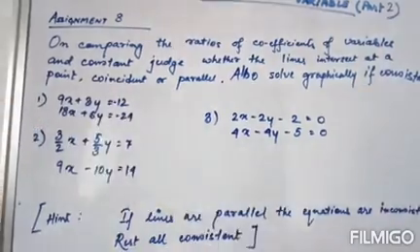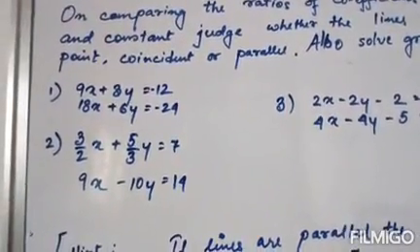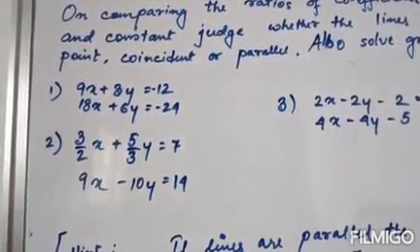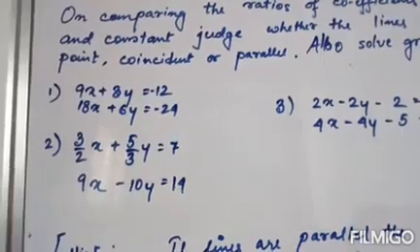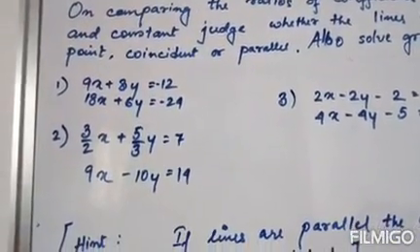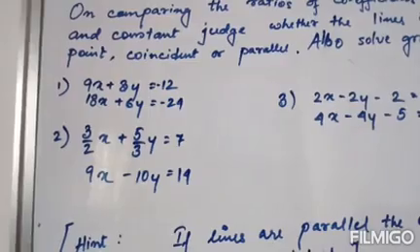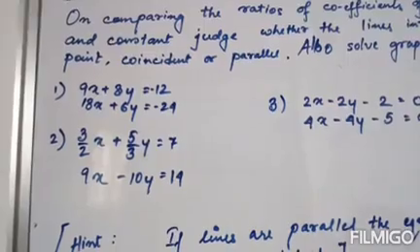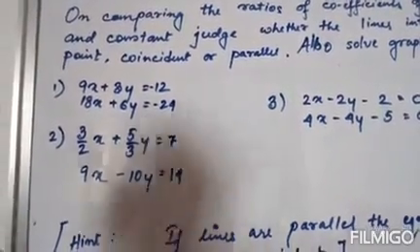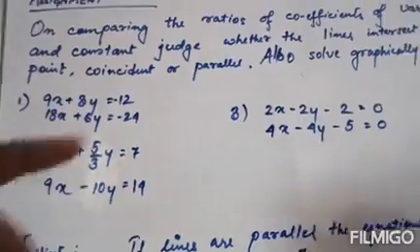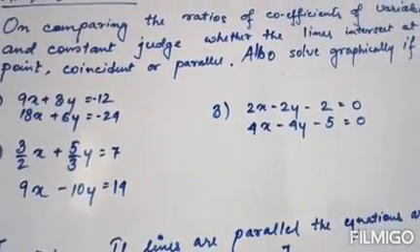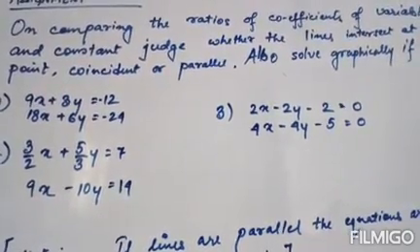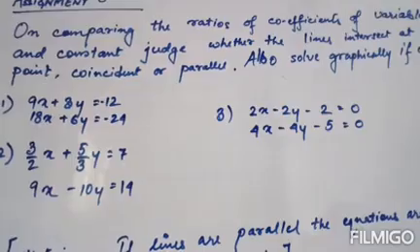So we have pairs of equations. First one is 9x plus 3y is equal to minus 12, and the second equation is 18x plus 6y is equal to minus 24. Second question is 3 by 2 x plus 5 by 3 y is equal to 7, and the second one is 9x minus 10y is equal to 14. This is your second pair of equations. Okay, and the third pair we have 2x minus 2y minus 2 is equal to 0, and the second equation is 4x minus 4y minus 5 is equal to 0.